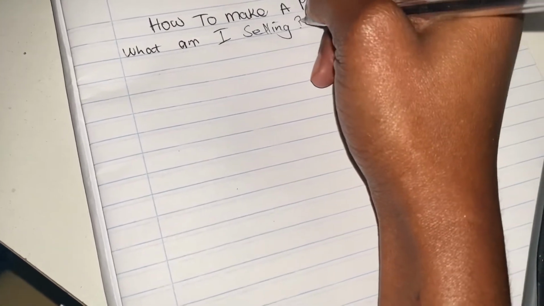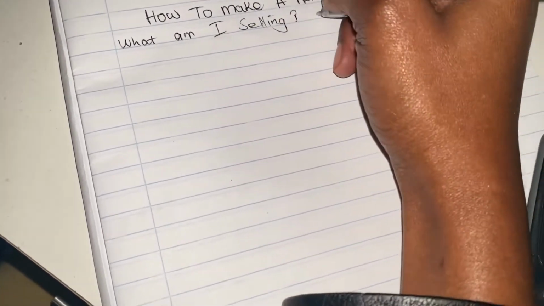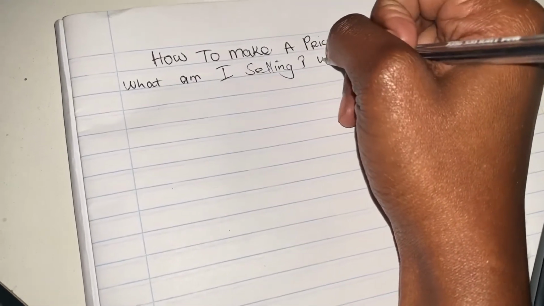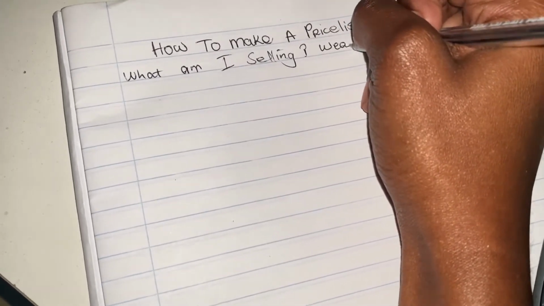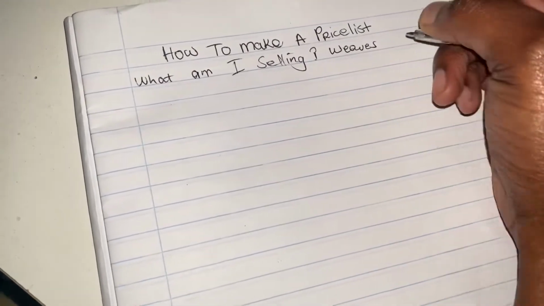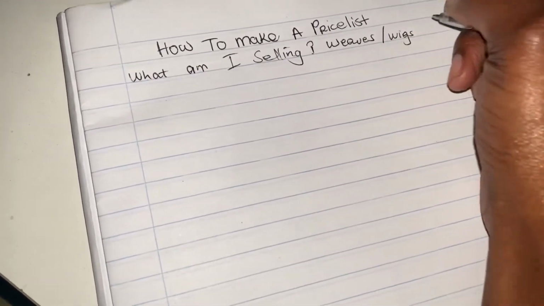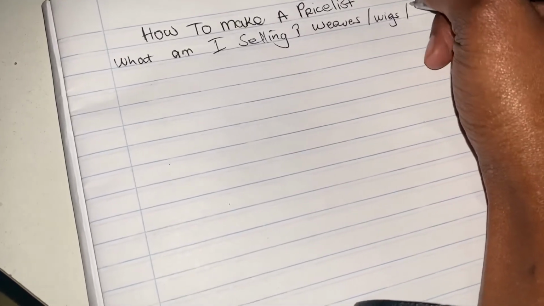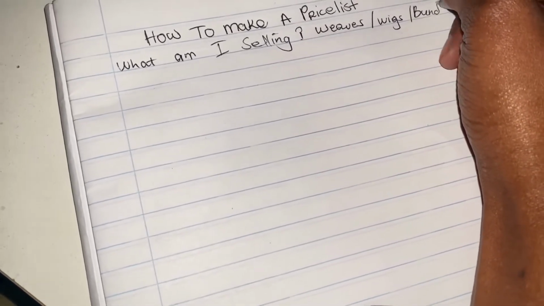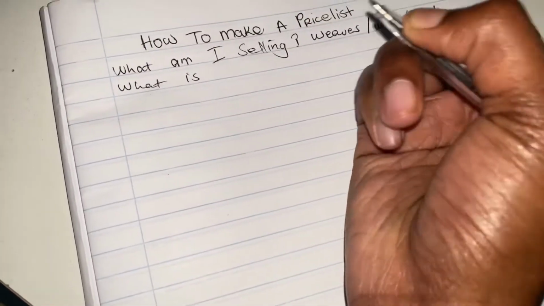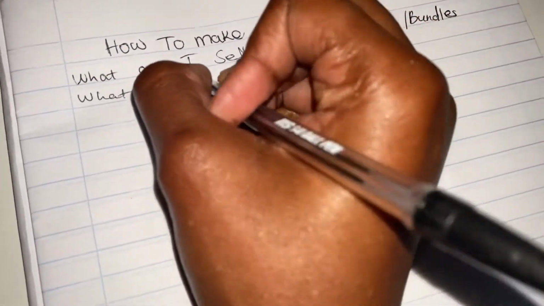So first things first, you should ask yourself a few questions before you even do a price list. What are you going to sell? So in my case, I sell weaves. I also sell wigs. Okay, so I'm just going to make a practical example. I don't mean that I usually buy my hair with $30 or with 500 rands. I'm just making an example so that it's easier for me to calculate.